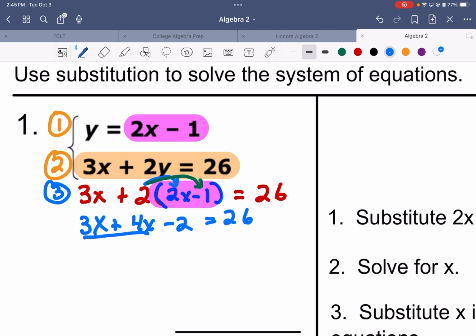Now we're into solving equations. We've done the distributive property, now we combine like terms. 3x plus 4x is 7x. So that gives me 7x minus 2 equals 26. I'm solving the equation, so now I have to get my variables on one side and constants on the other. Add 2 to both sides.